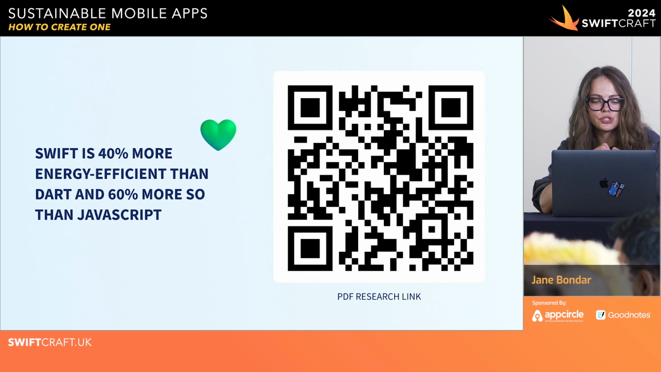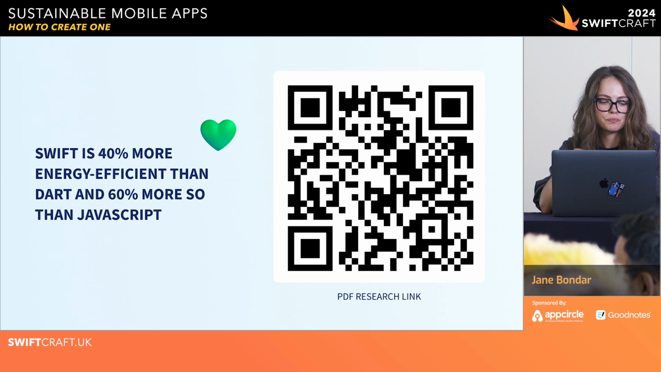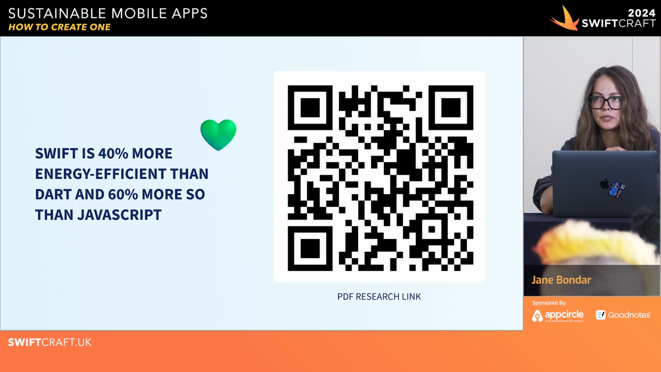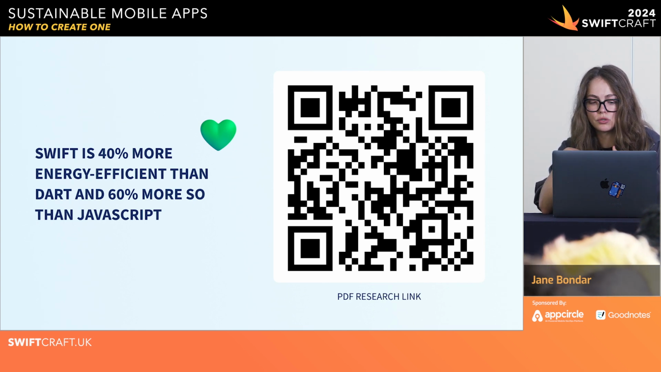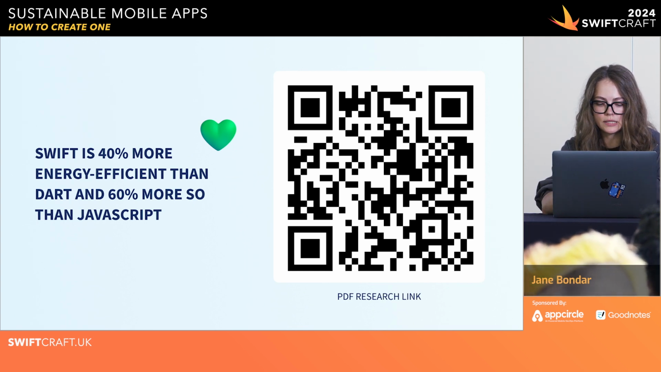Moreover, based on research I found in Green Software Foundation resources, Swift is nearly 40% more energy efficient than Dart and 60% more so than JavaScript, while also being faster and more optimized in terms of memory usage. So if you want more information, feel free to look into the study itself. It compares 27 programming languages based on how each one solves 10 different programming problems, taking into account metrics like energy consumption, memory usage, and time. So now let's transition to the last principle we'll discuss today.